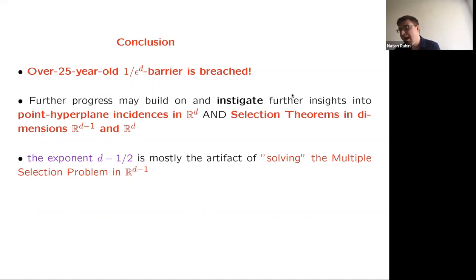And I would also like to note that the present exponent, d minus half, is mostly an artifact of our analysis, namely to solve the multiple selection problem. We project our points to dimension d minus 1 and apply the recurrence, and just because of the d minus 1 dimensional recurrence, this exponent has to be at least d minus 1, and in order to improve it further below d minus 1, one has to solve the multiple selection problem even more efficiently than it is done now.